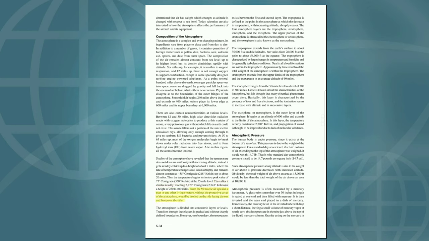From the 50-mile level upward, a man or any other living creature, without the protective cover of the atmosphere, would be broiled on the side facing the sun, and frozen on the other.